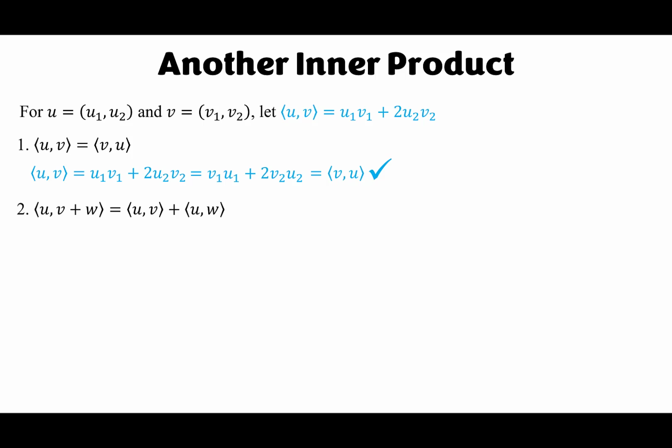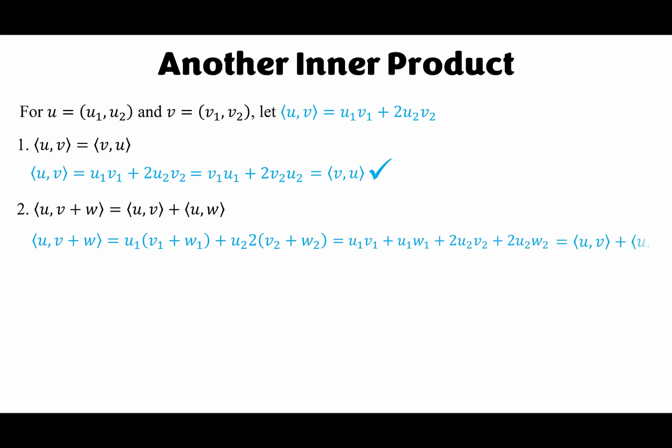Second property, right, the distribution property. So here is the inner product of u with the sum of v and w. Right, so by definition, that's what the inner product is. And you can rewrite that, right, by distributing the u1 through to the sum and the u2 through to the sum, and also distributing the 2 through into the sum. We realize that's just the inner product of u and v and u and w added together. So that checks off property 2. So far this inner product is satisfying the first two properties. Just got to verify the last two.